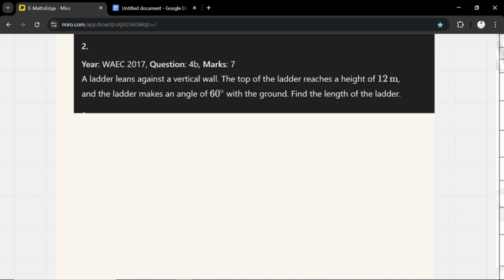Whenever you have a question like this, the first thing you need to do is to try to understand the question. Try to understand what the question is actually requesting you to do. Try to figure out what the available data are and what you are asked to find. In this case, the available data are the height of 12 meters, and an angle given to be 60 degrees. This is a trigonometry question, and every trigonometry question has to do with angles. So let's see how we can bring out an angle from the information provided.